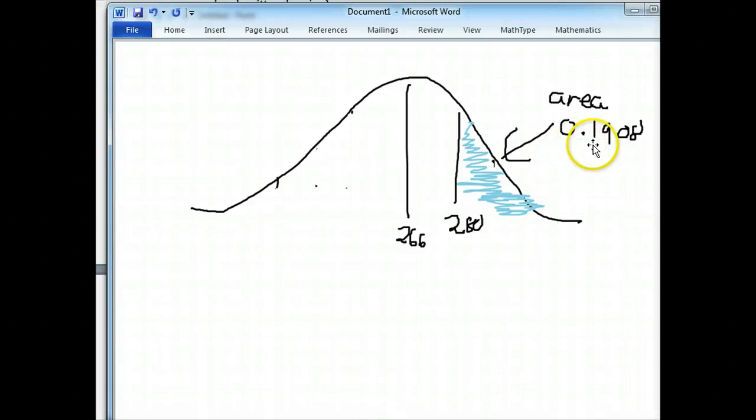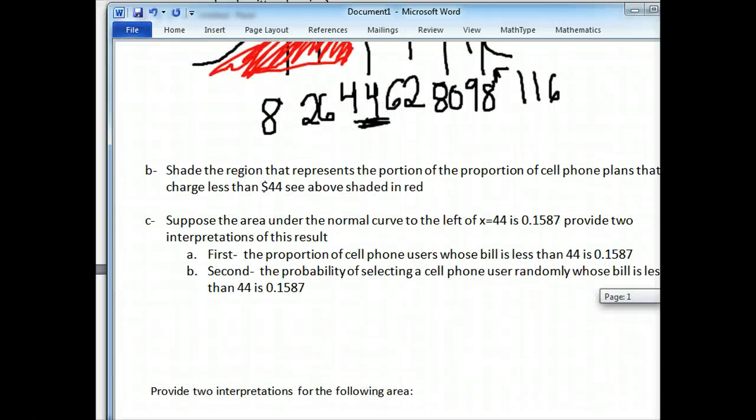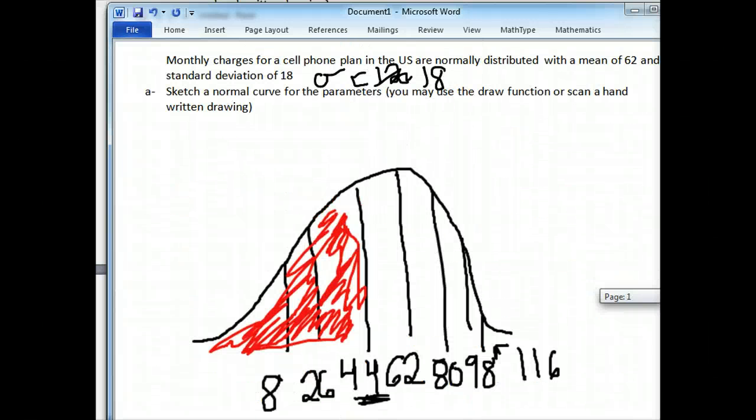For example, I could look at another area. The area is 0.1908. I don't know what the situation here is, but I know that because it's shaded to the right, the proportion of being higher than 280 is 0.1908, and the probability of choosing something higher than 280, for whatever the situation is, is 0.1908. So areas represent proportion and probability.